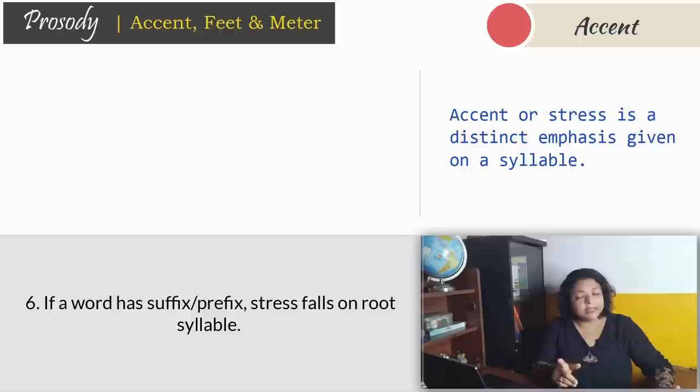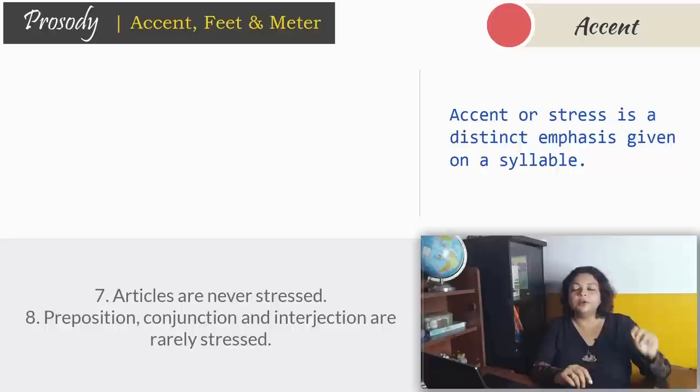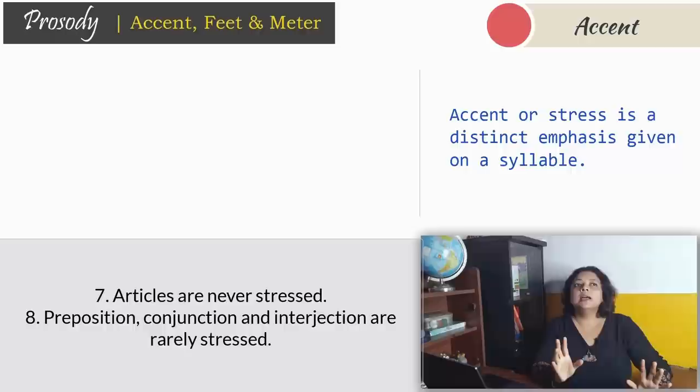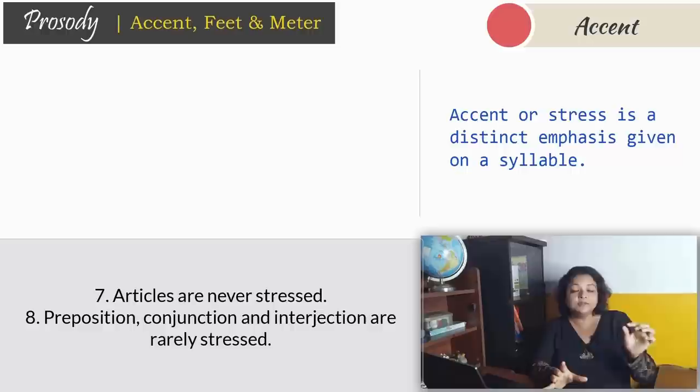Another very important thing you have to remember, another tip is, do not ever put stress on articles. Articles means a and the. Do not do that. All right, it doesn't sound good. You do not accent those. Prepositions, conjunctions and interjections may be accented in order to give some emphasis if that poem or if that line is focusing on that word, or if you think that it is creating a good pattern of meter, then of course you can accent a preposition, but usually we do not accent these minor words. We accent the focus words, the important words.